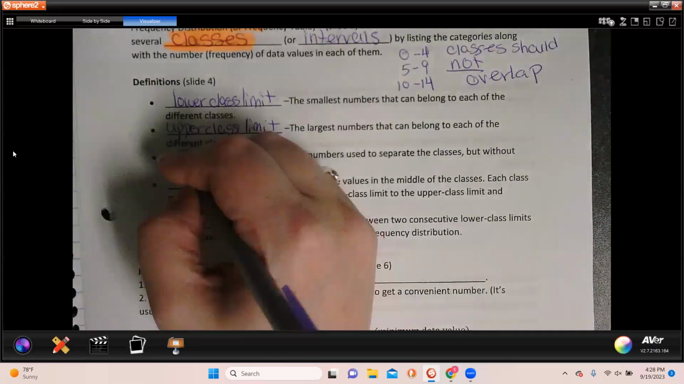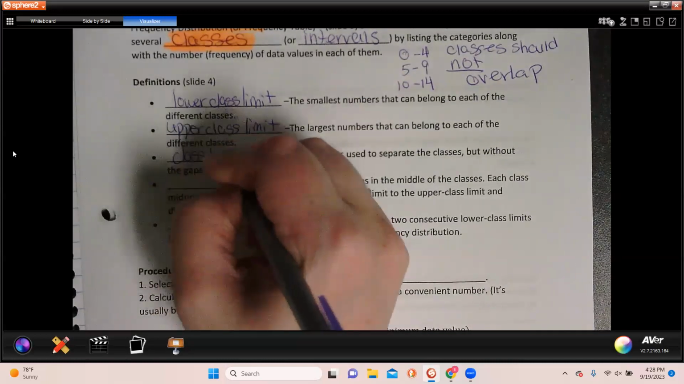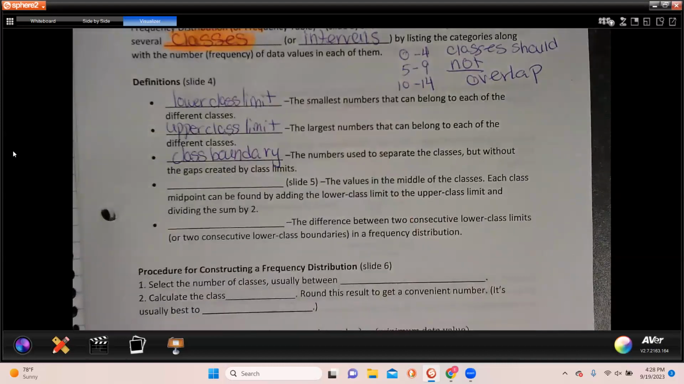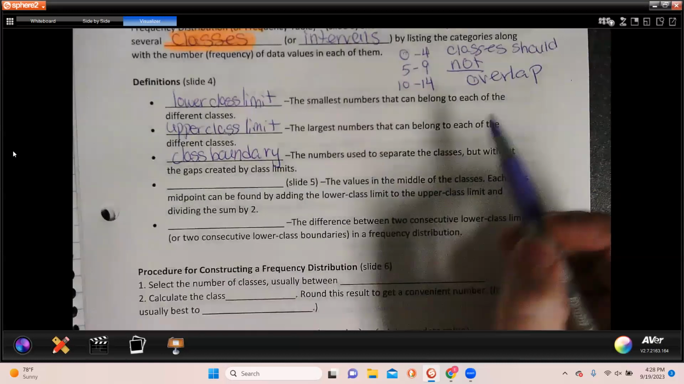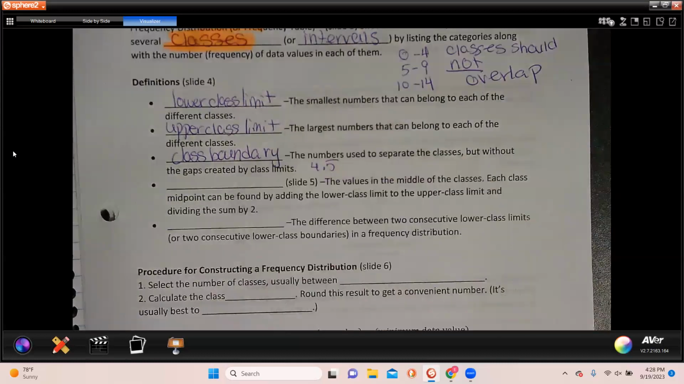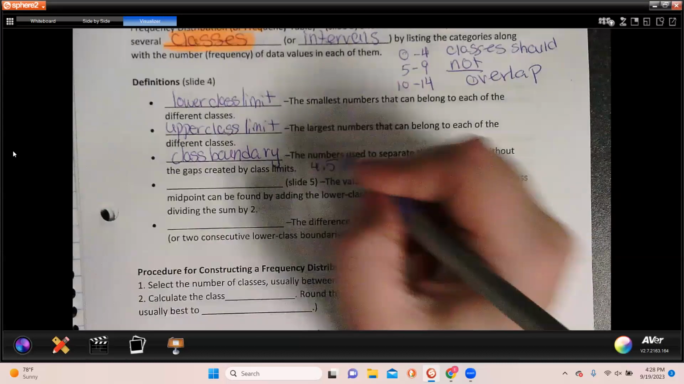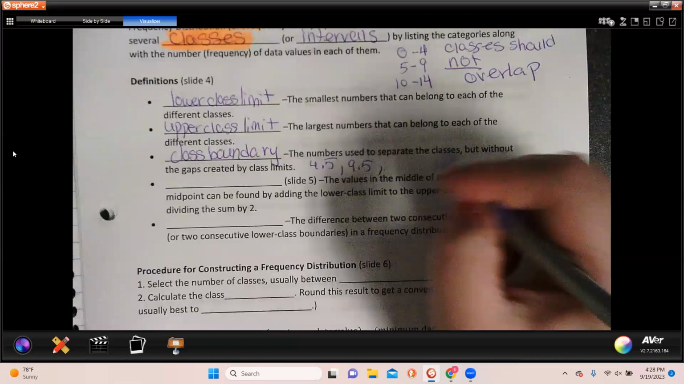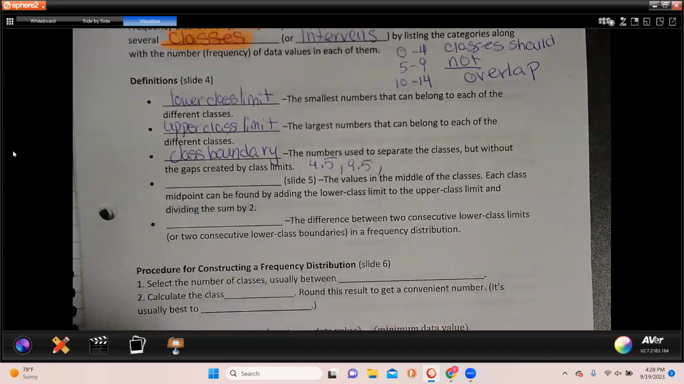Okay, the next one is a class boundary. A class boundary is the numbers used to separate the classes, but without the gaps created by class limits. So in this case, my class boundaries would be 4.5, right, because it's directly between 4 and 5, and 9.5, because it's directly between 9 and 10. I don't have any other classes, so I don't need any other class boundaries.